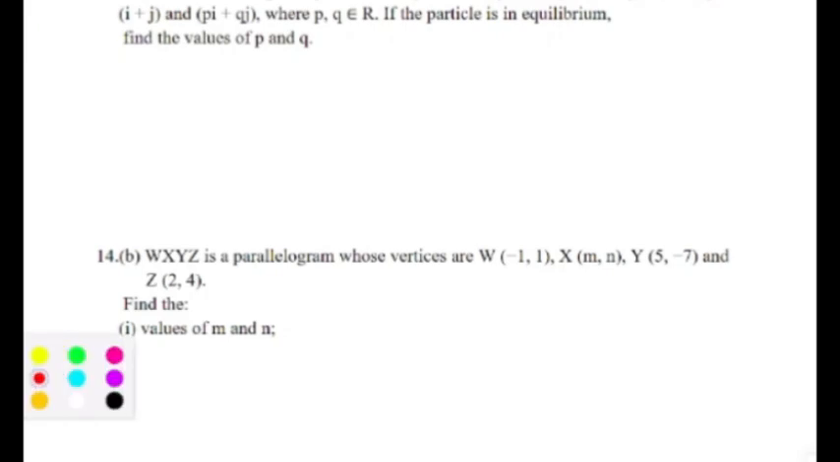Okay, question 14. Five forces acting on a particle are represented by these vectors, where P, Q are real numbers. If the particle is in equilibrium, we are required to find the values of P and Q.